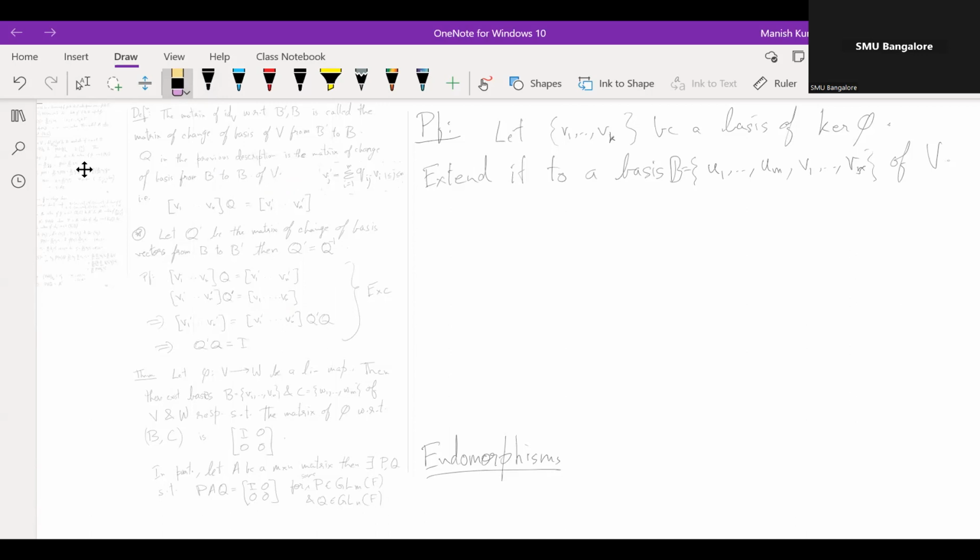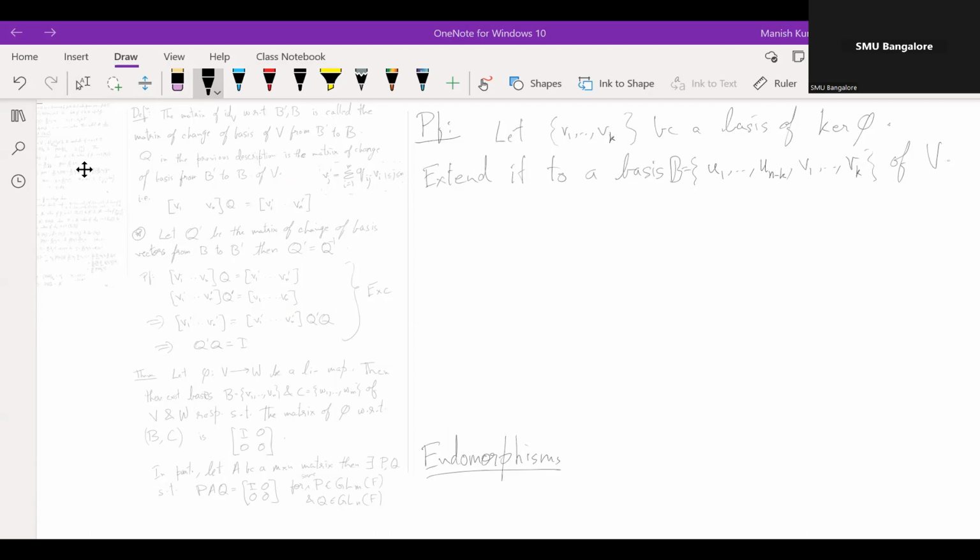I'll add some number of elements. I need n minus k elements. So instead of introducing new letters, I'll just say U, n minus k elements. If I add these, the total list becomes n, and that is a basis of V. So we extend it to a basis of V.